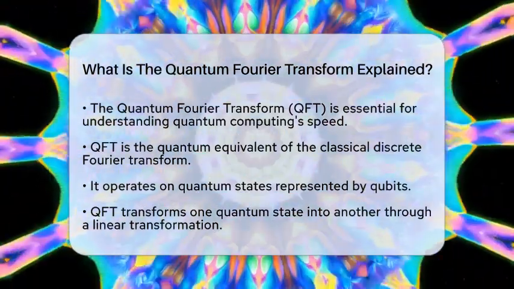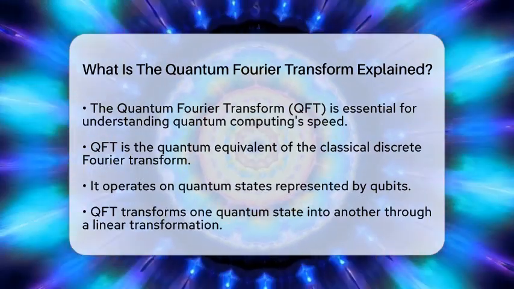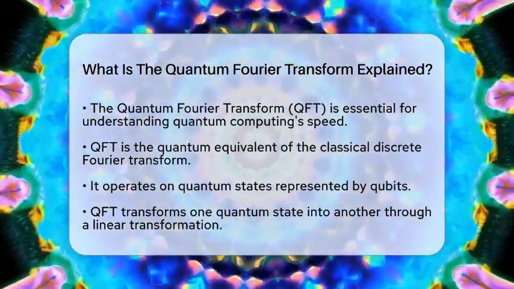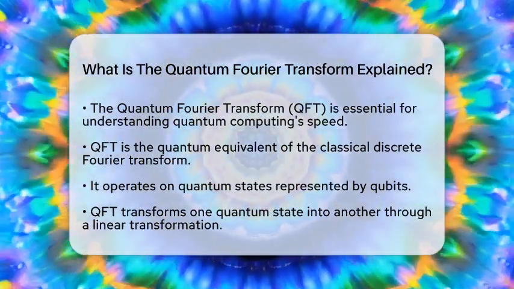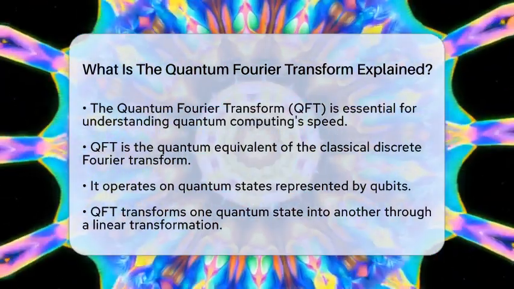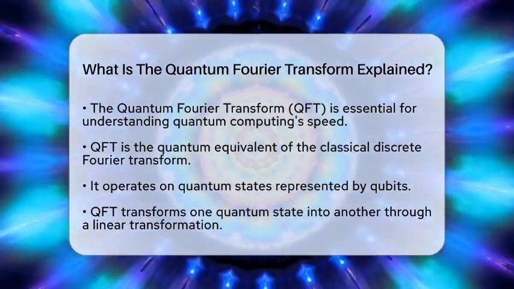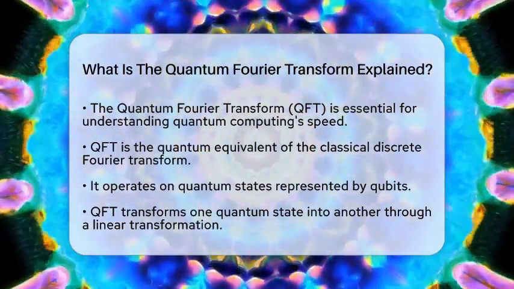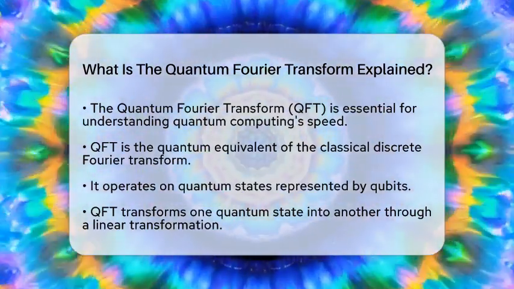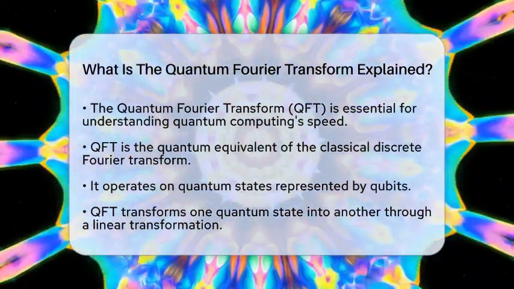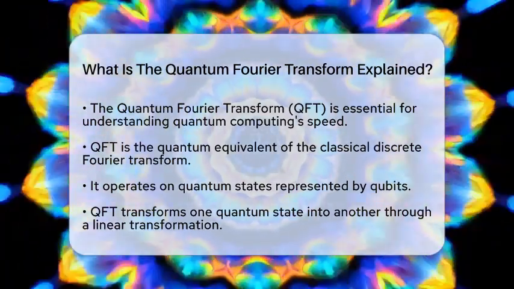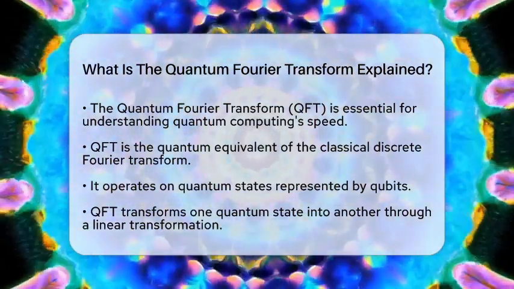The quantum Fourier transform is the quantum version of the classical discrete Fourier transform. It operates on the amplitudes of a quantum state, which is represented by qubits. When you apply the quantum Fourier transform, it transforms one quantum state into another. This happens through a linear transformation that maps the input vector of complex amplitudes to a new vector that represents the Fourier transform of the original state.